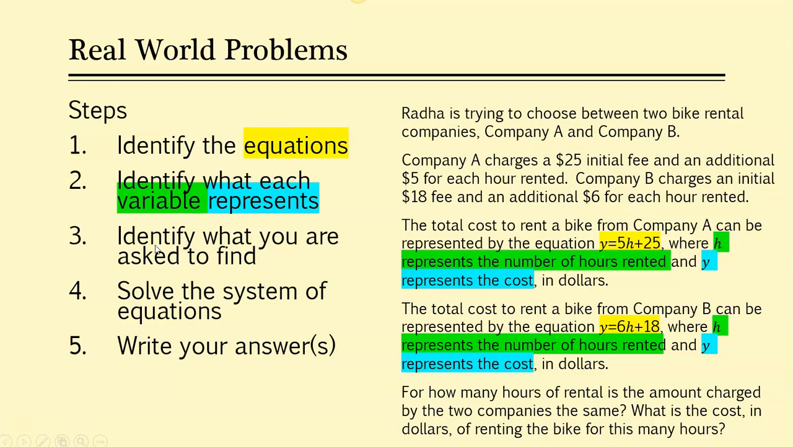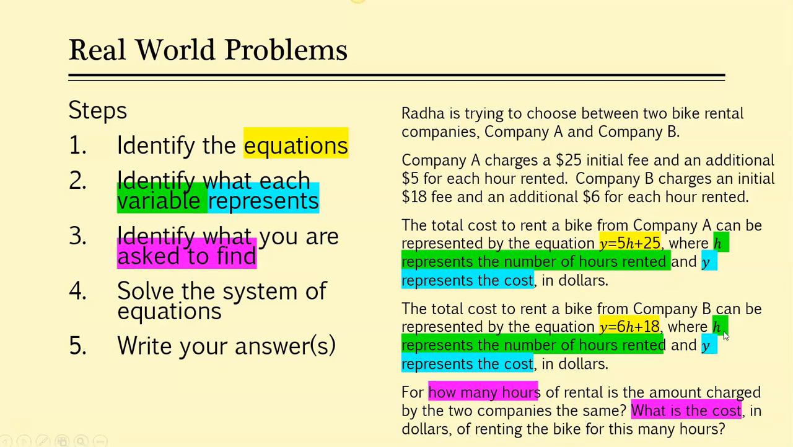Okay, so step 3 says identify what you are asked to find. What you're finding is 99% of the time in the last sentence or paragraph. So we look, and it says: for how many hours of rental is the amount charged by the 2 companies the same? And then what is the cost in dollars of renting the bike for this many hours? So there's what I'm looking for.